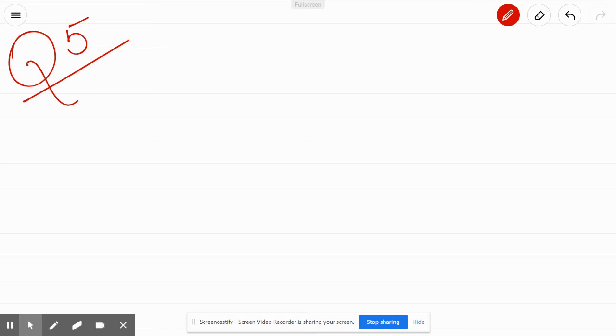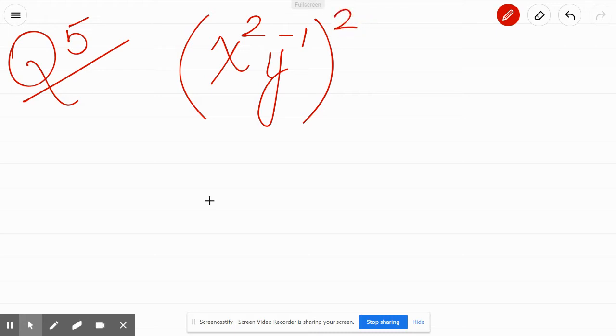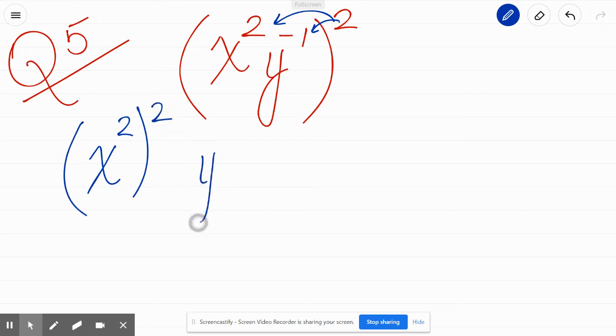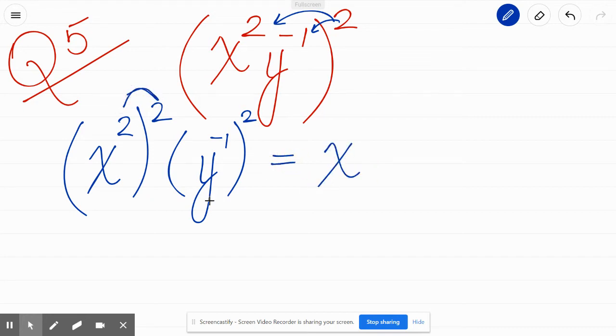Now we will write down question number 5, which is x to the power of 2, y to the power of -1, everything squared. Now the power is positive, we can go ahead and give the power to everybody. So it is x squared squared, and everyone got the power 2. Now by the power of a power rule, we will multiply these two powers, which is going to be x to the power of 4 and y to the power of -1 times 2 is -2.